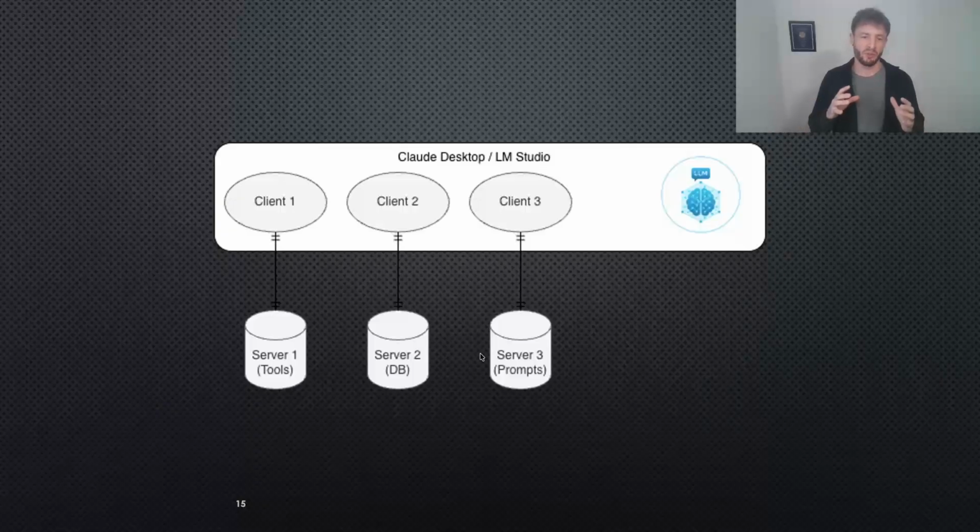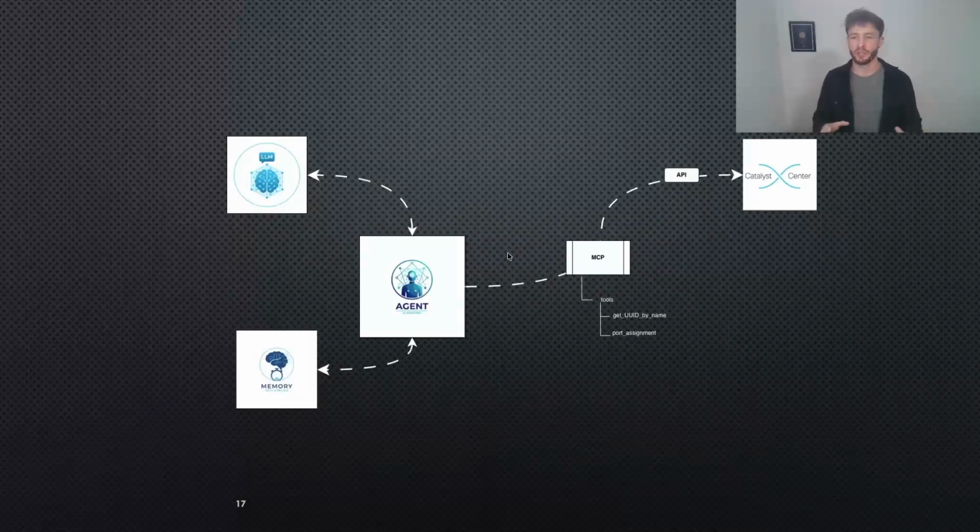And to have a real-world example, I've chosen a scenario with a Catalyst Center. We have a pre-built MCP server, built specifically for this purpose, with two tools. The first tool is to assign a port on a certain switch managed by the Catalyst Center, and another tool translates the host name of a switch into the UUID, which is a unique ID given by the Catalyst Center to every switch managed by it.